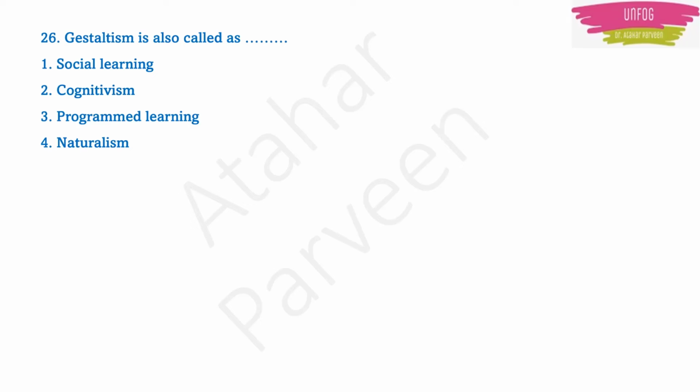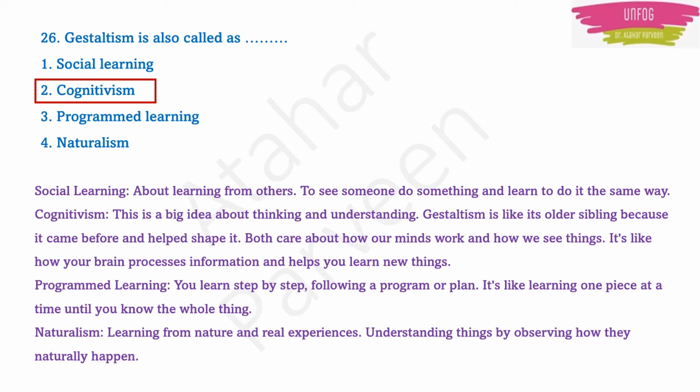Next, question number 26. Gestaltism is also called as, four options are given: social learning, cognitivism, programmed learning, naturalism. So Gestaltism you can call as cognitivism also, because cognitivism is actually one big idea about thinking and understanding. Gestaltism is also like cognitivism only, but it is, you can say, the older sister or older brother of cognitivism, because it came before and helped to give shape to it. Actually, Gestaltism and cognitivism both care about how our minds work and how we see things. Okay, I mean to say how our brain processes information and how it helps us learn new things. Both Gestaltism and cognitivism have the same idea.